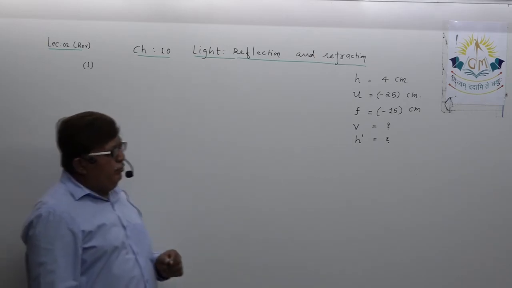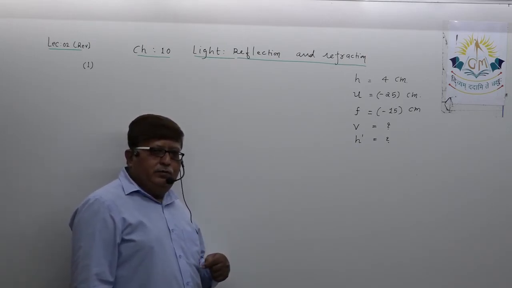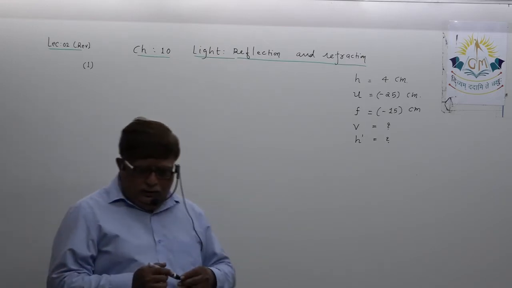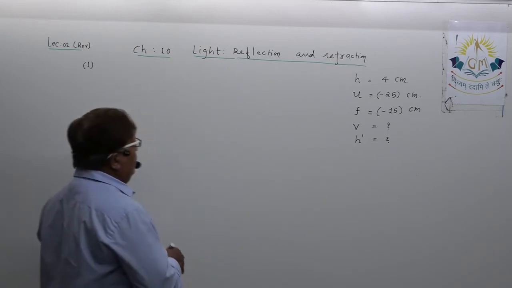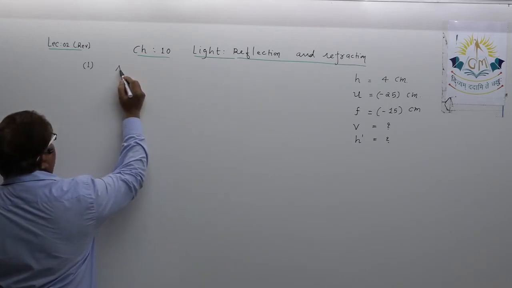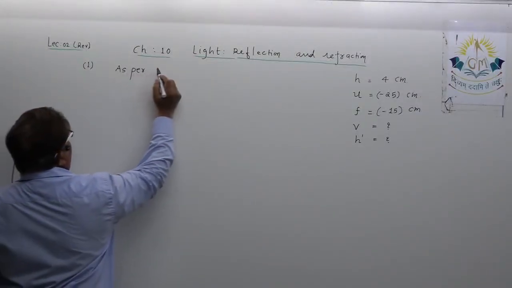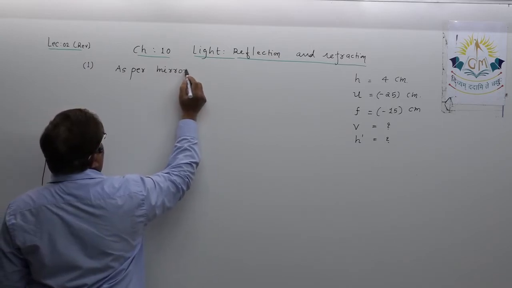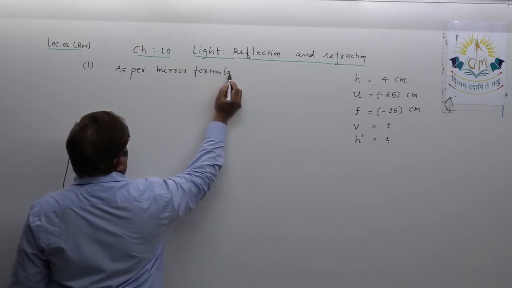So this is the given data as per the first example in your PDF, dear student. Now when you solve any example in exam, you have to compulsorily mention this particular word, as per mirror formula.